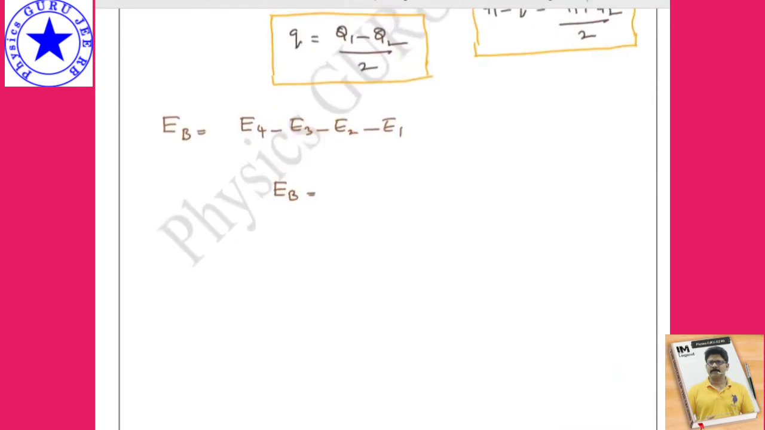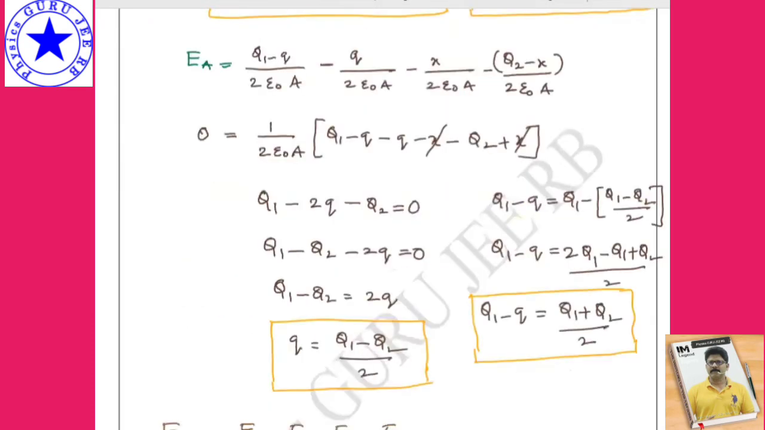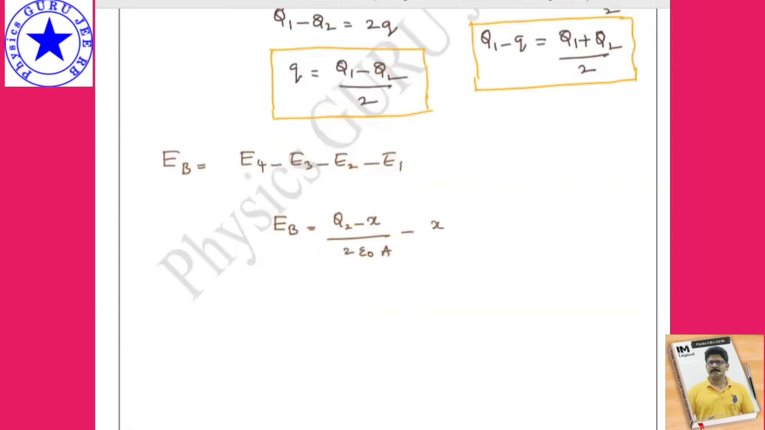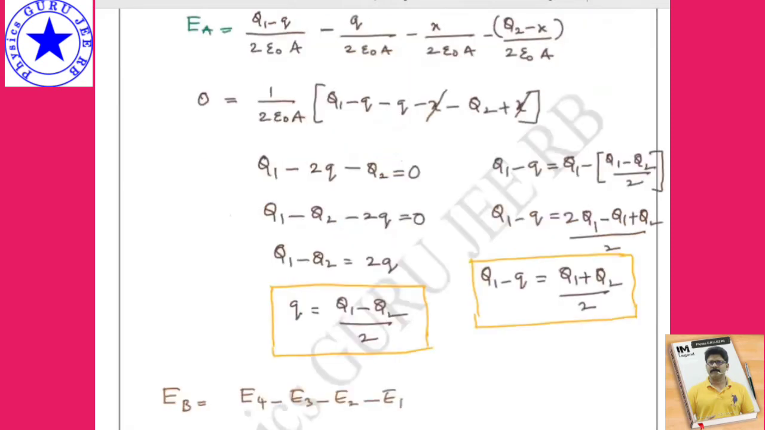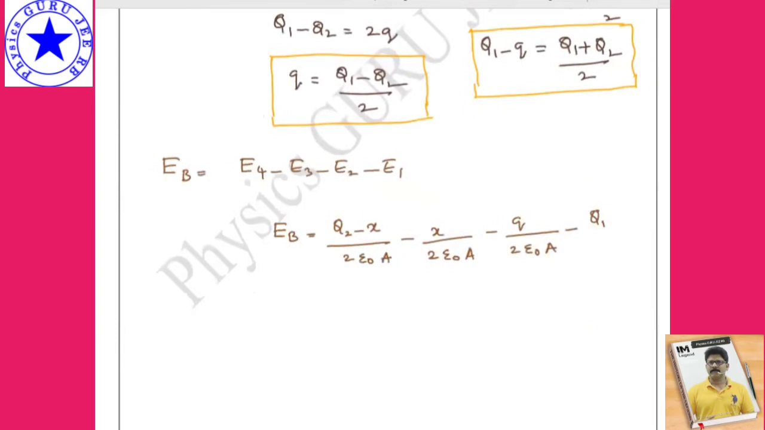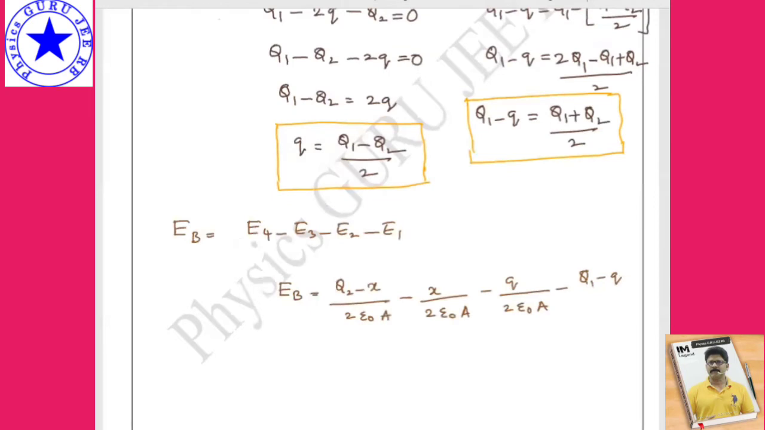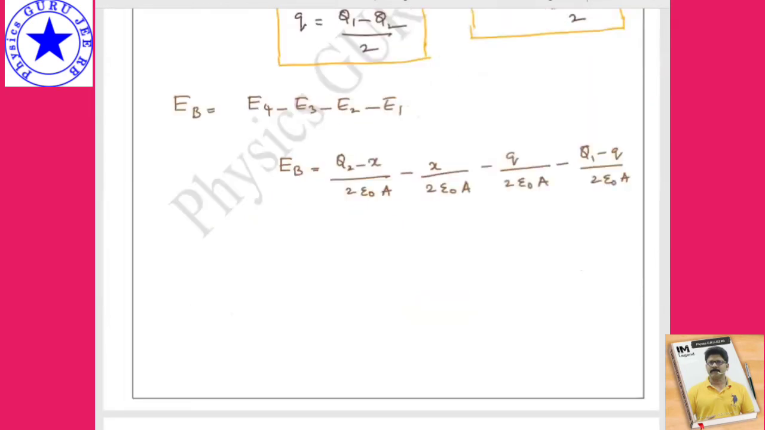Q2 minus x divided by 2 epsilon naught into A. So see here, nothing but (Q2 minus x) divided by 2 epsilon naught into A, minus x divided by 2 epsilon naught into A. Next, minus q divided by 2 epsilon naught into A, minus (Q1 minus q), due to the first surface, capital Q1 minus a small q, divided by 2 epsilon naught into A. So this is nothing but electric field due to plate B.